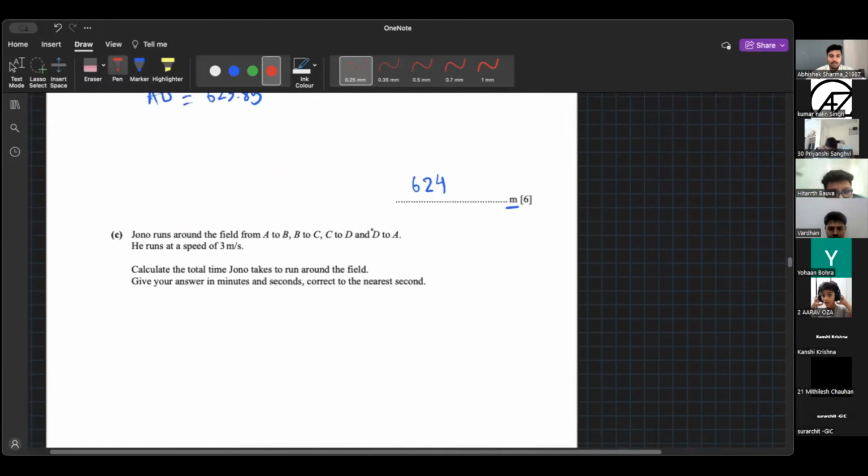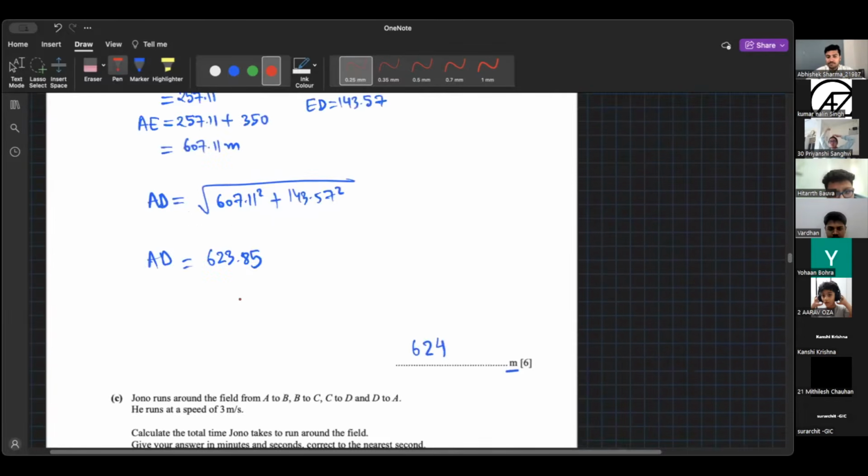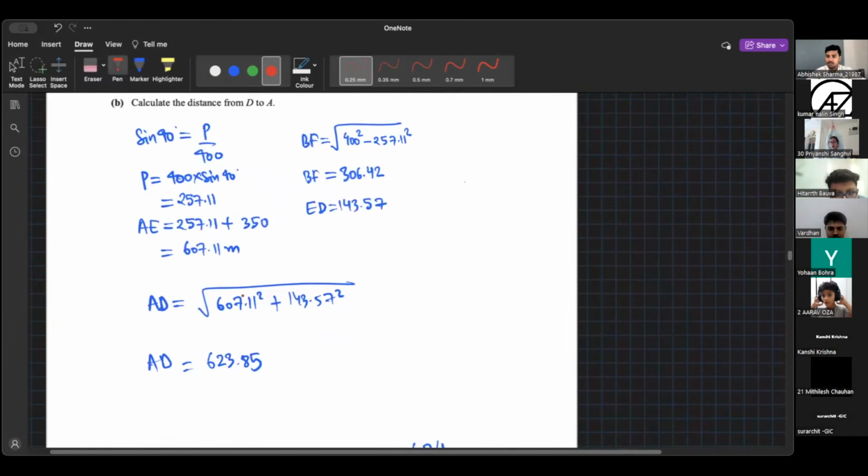Okay. We can get marks for both methods, right? Yes, yes. Both the methods are correct methods.